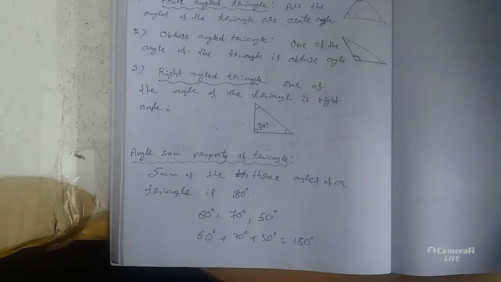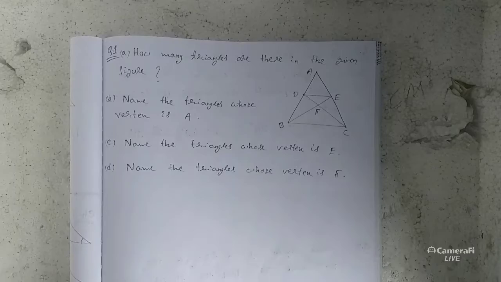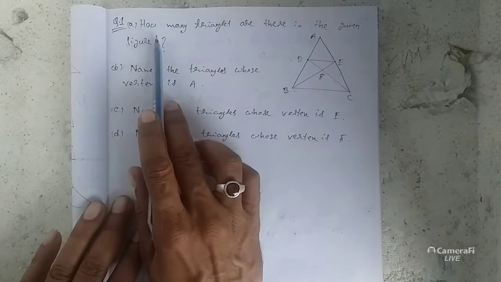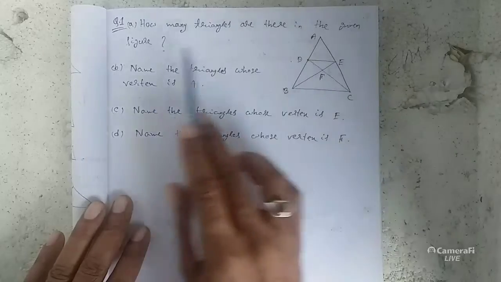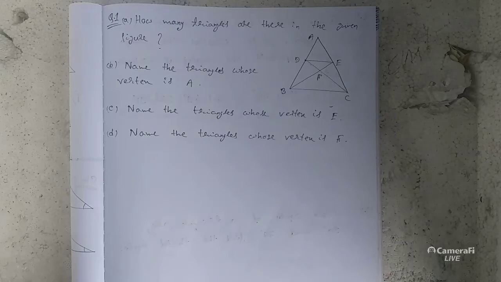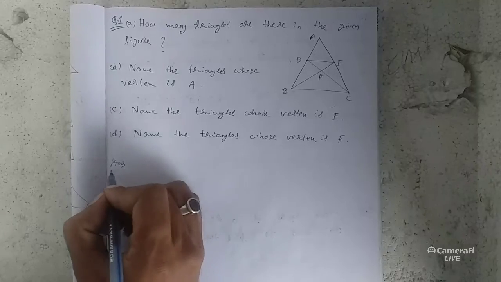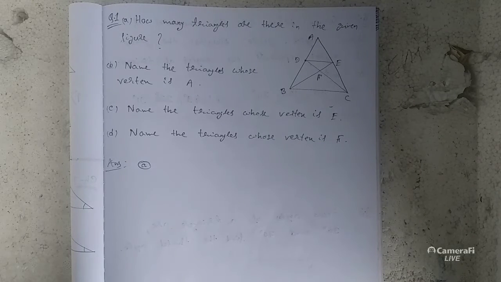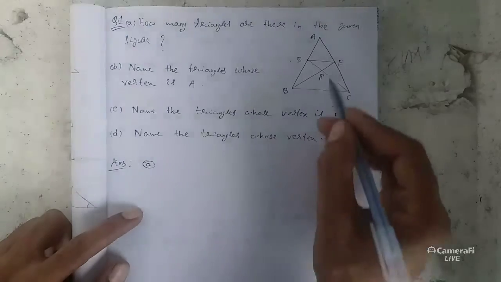Now, we will discuss some questions from this triangle topic. Question number 1 is here. See the figure, and we have to give the answers by seeing just the figure. Part A, how many triangles are there in the given figure? This is the figure. Now, how many triangles you can see from here, you have to count and write down. Better to give the names of the triangles that we are getting from the figure and then count the number of triangles. So, let us give the names of the triangles first.